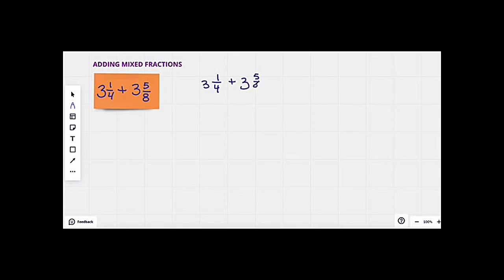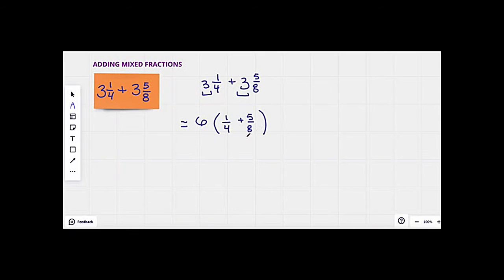The first step is we are going to add our whole numbers. We've got a 3 and a 3, and 3 plus 3 is 6. We're going to leave those to the side and not do anything with it yet. I'm going to add a bracket so that we remember that we want to leave the 6 aside. We don't want to touch it. We've already added our whole numbers. Let's have an equal sign here so we show our steps. Now we can write our fractions, and our fractions are 1/4 plus 5/8.